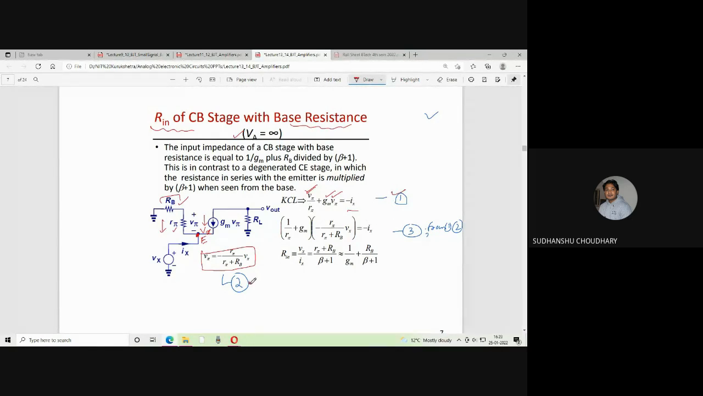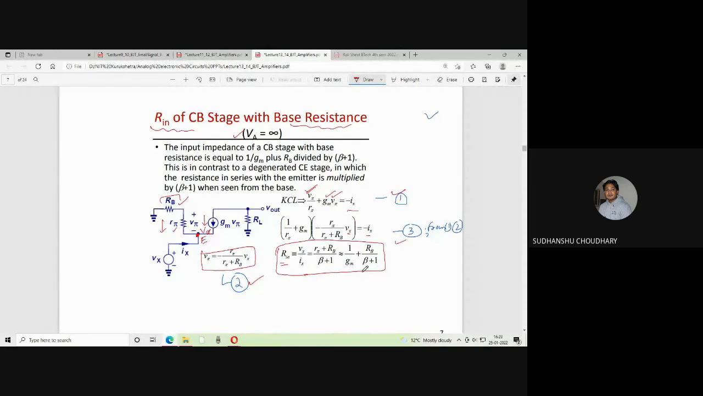From equations 1 and 2, one can write this equation for Ix. Now from here I can find Vx by Ix, which is the input impedance. It comes out to be equal to 1 by Gm plus Rb by beta plus 1. So the input impedance of the common base stage with base resistance is 1 by Gm plus the base resistance divided by beta plus 1.